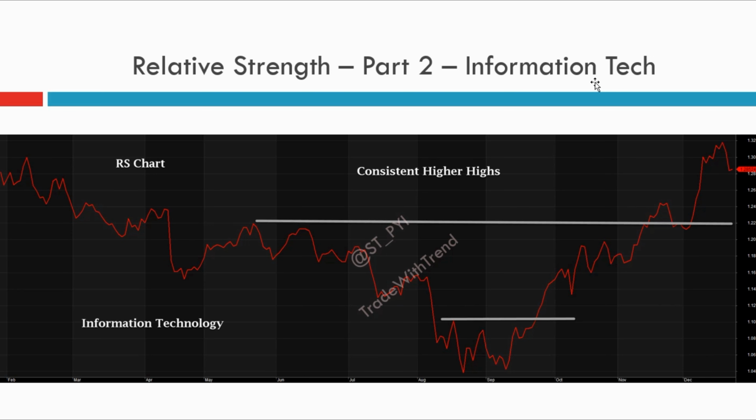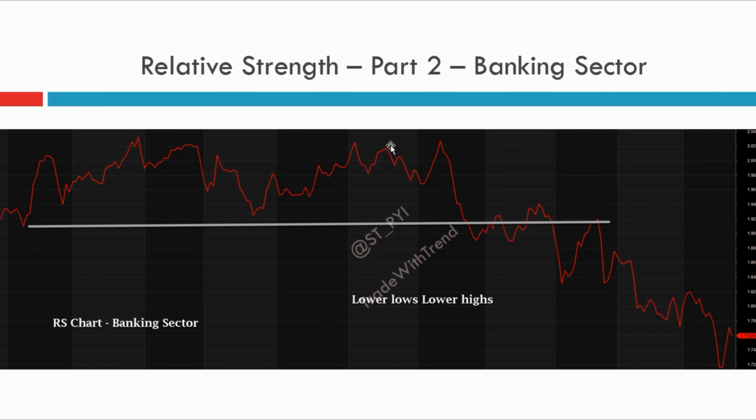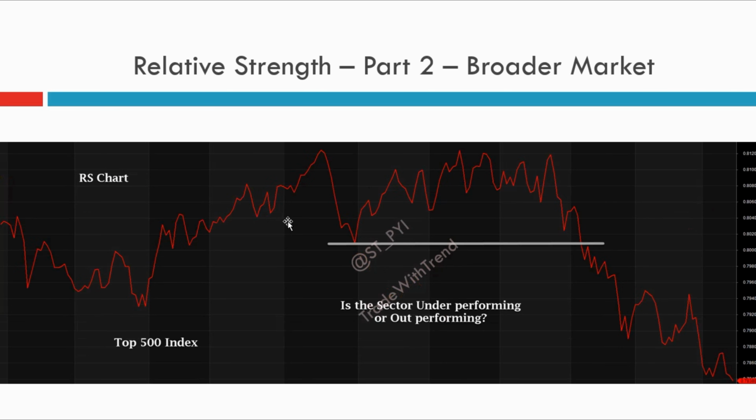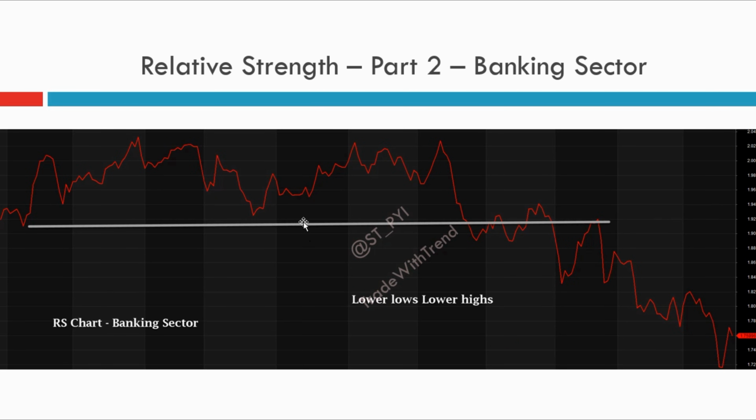So let us take a look at another chart. This is one more sector chart. This is of the banking sector. Something similar we see that we saw in the broader market, that is top 500 index. What we are seeing in this banking index as well, the structure of lower highs and lower lows is consistently being formed, and again this is a classic sign of distribution.